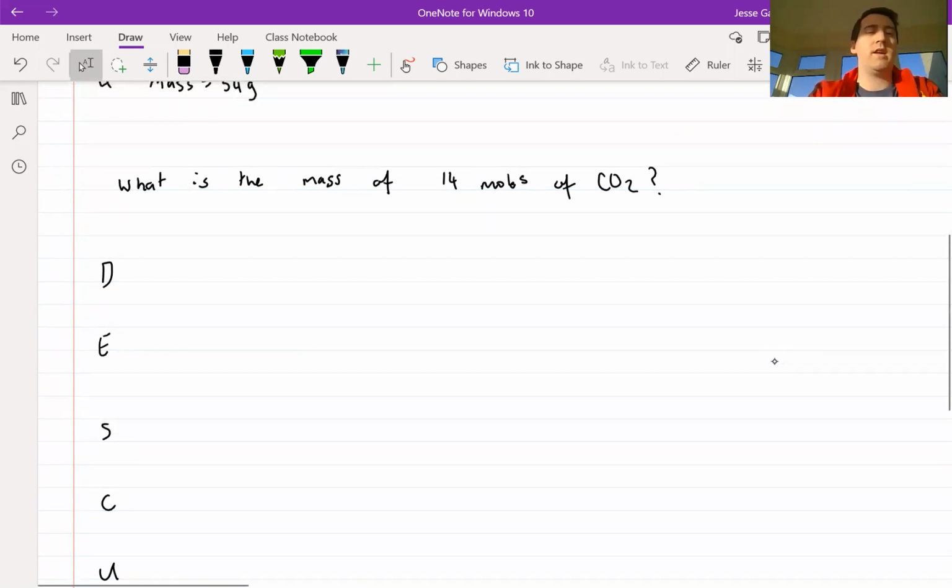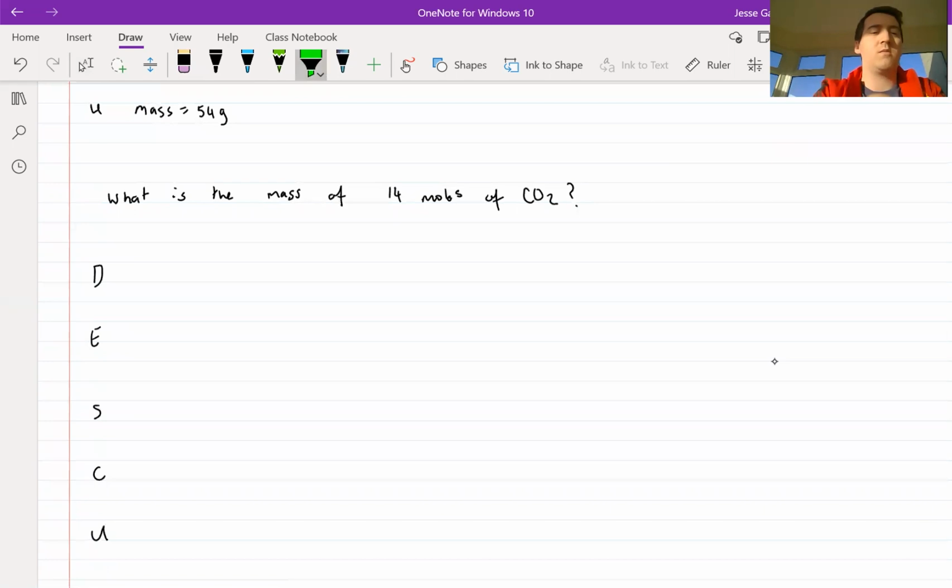Right, the next thing to do then is, like I showed you in the question, I'm going to highlight. I said, what is the mass? So mass is my unknown. M equals question mark. Mass equals question mark, of, well, I have 14 moles. So moles equals 14. And Mr is CO2, so that's going to be 12 plus 16 plus 16. Add them up, you're going to get 44.